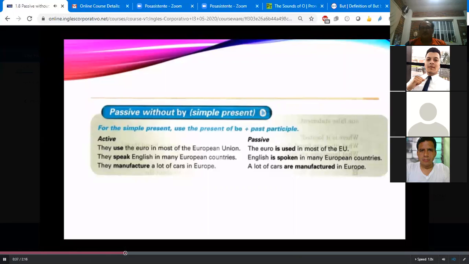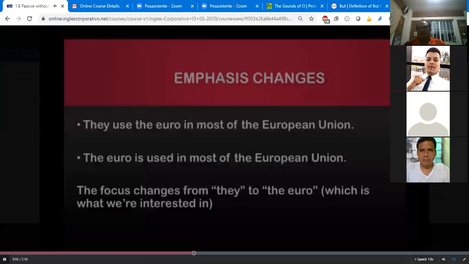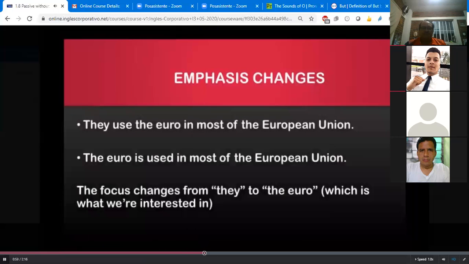Active. They speak English in many European countries. Passive. English is spoken in many European countries. Active. They manufacture a lot of cars in Europe. Passive. A lot of cars are manufactured in Europe. As we saw with the simple past passive, we change the emphasis when we use the simple present passive. Instead of saying they use the euro in most of the European Union, we can say the euro is used in most of the European Union. The focus changes from they to the euro, which is what we're interested in.